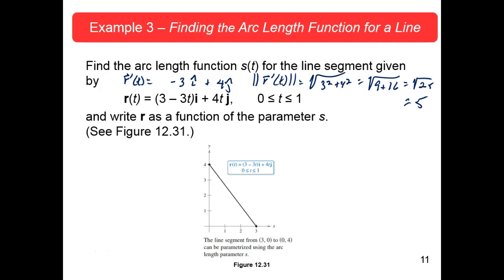Now, find the arc length function s of t. That would be s of t equal to the integral from 0 to t now, not 0 to 1, 0 to t, of 5 du, because you have to introduce some new dummy variable, not t. And what would that be?